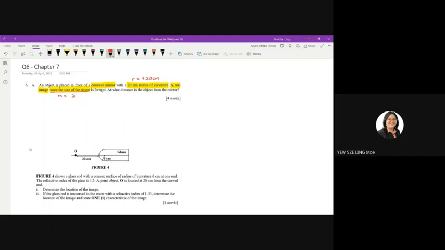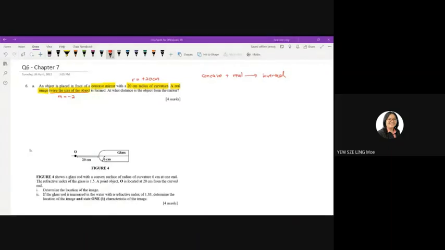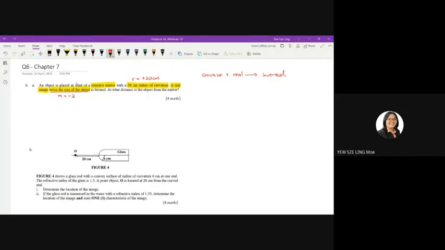When you have a concave mirror plus a real image, it will always give you an inverted image. If it is real, then it's always inverted. So in this case, the M given should be -2, based on the information given. Concave plus real always gives you an inverted image. So M is -2. That is the information that we have right now.